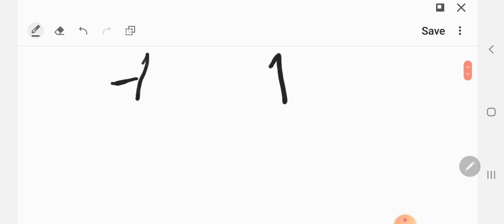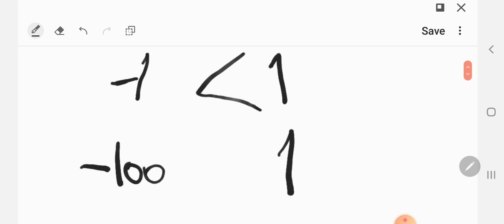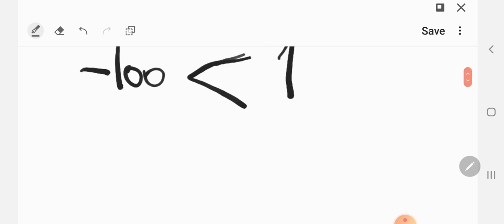1 is bigger than -1. Positive numbers are bigger than any negative number. If I told you 1 and -100, who is bigger? Yes, it's 1. Right? The second step.